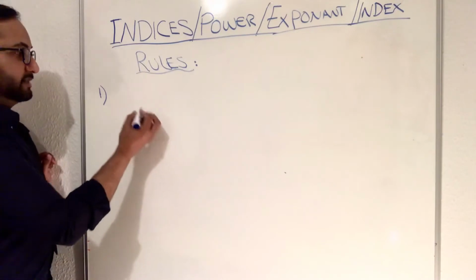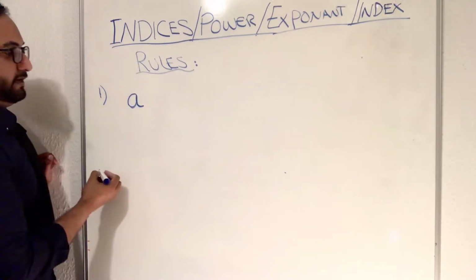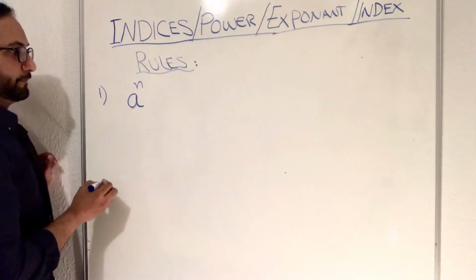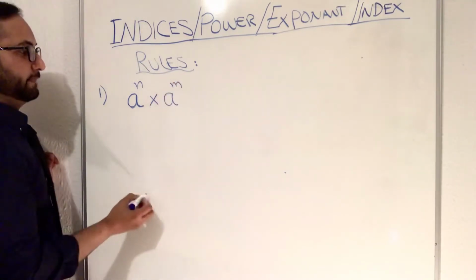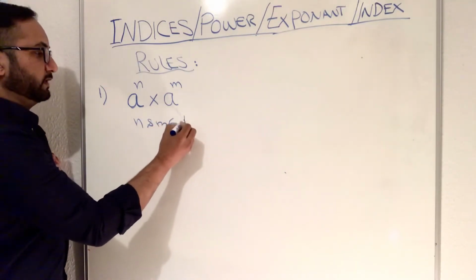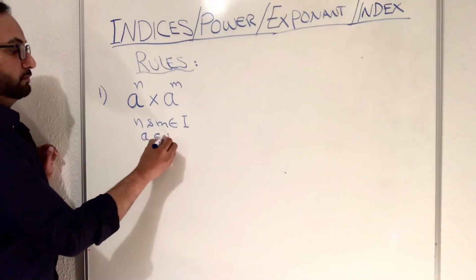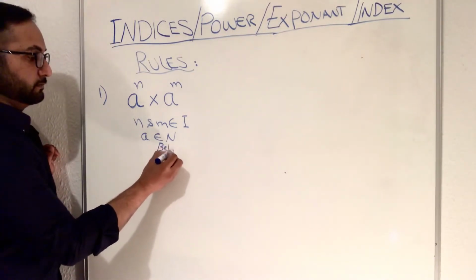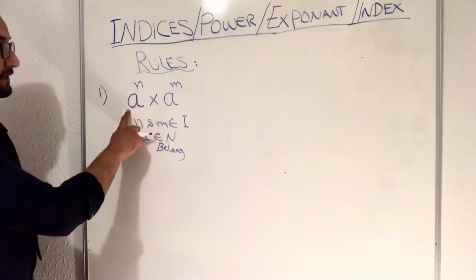If I write down here, there is A as a base with a power m, times A, the same base, with the power n. Both m and n belong to the set of integers, and A definitely belongs to the set of natural numbers. That sign is called belongs to. We can select any number from that set. So now this is the first rule.